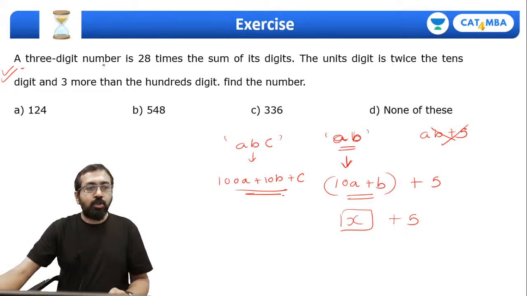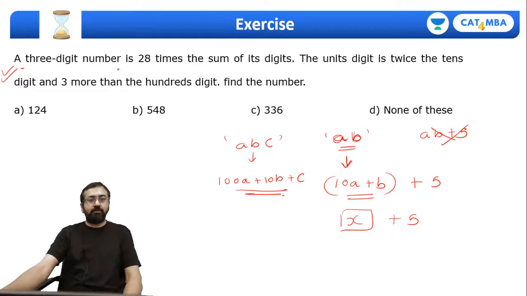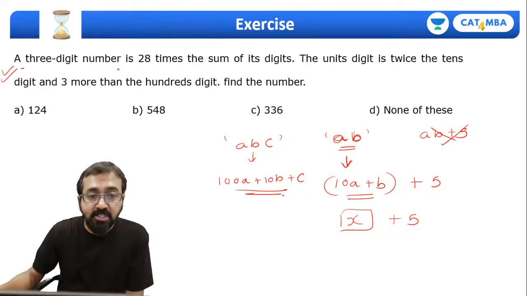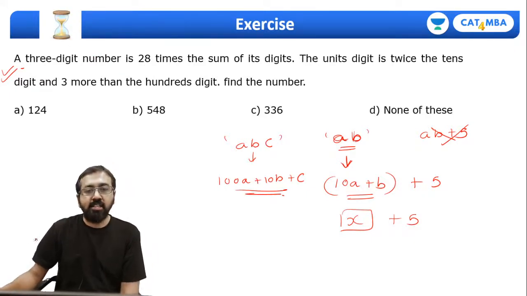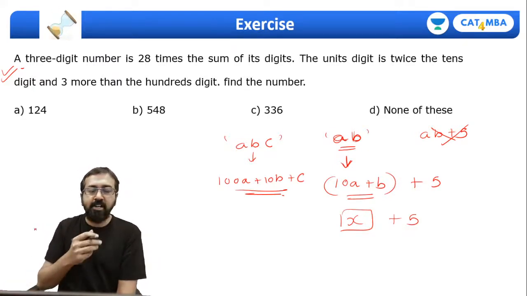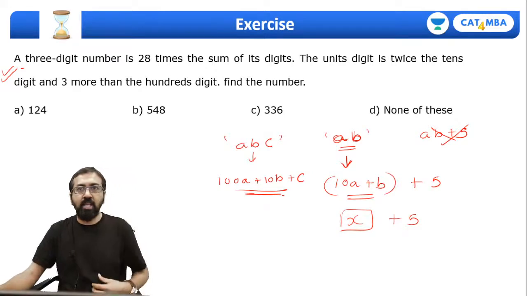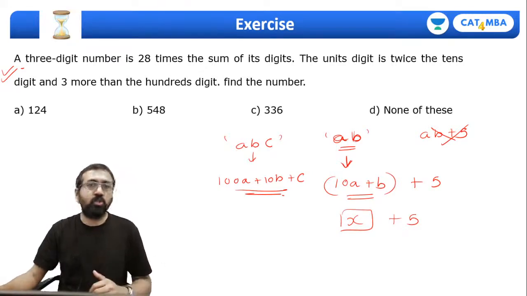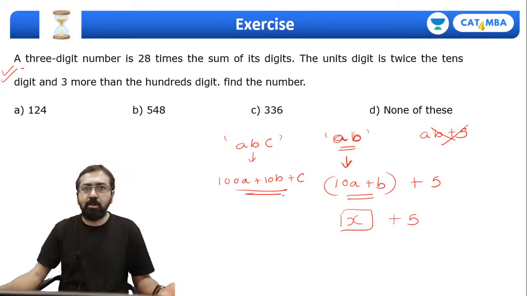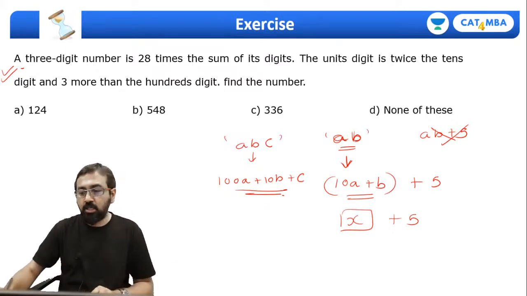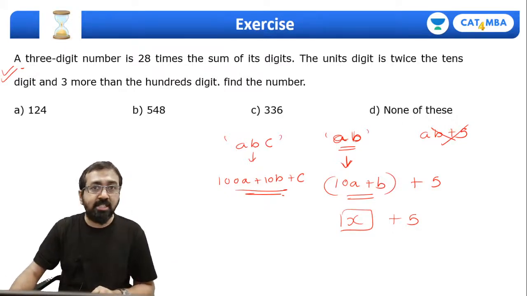And try to solve this question. There is a 3-digit number which is 28 times the sum of its digits. The unit digit is twice the tens digit and 3 more than the hundreds digit. I'll show you a couple of ways to solve this question. Okay, first the normal approach and then a shortcut. The normal approach is going to be very much time consuming.